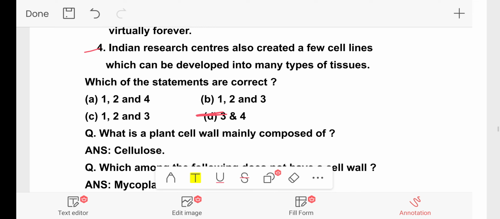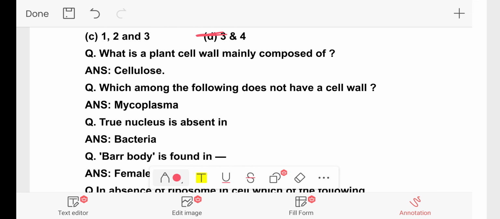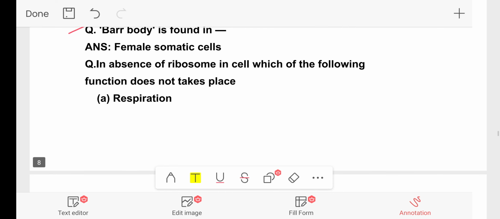Next question. What is a plant cell wall mainly composed of? Answer, cellulose. Which among the following does not have a cell wall? Answer, mycoplasma. Nucleoid is present in? Answer, bacteria. Next question. Barr body is found in female somatic cells. Next, in absence of ribosome in a cell, which of the following functions does not take place? And the answer is option C, that is protein synthesis.